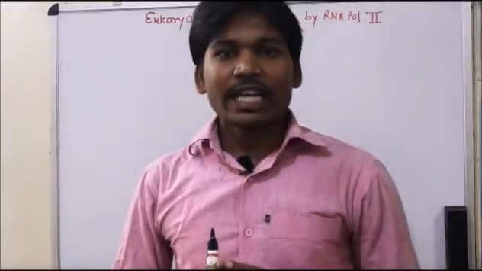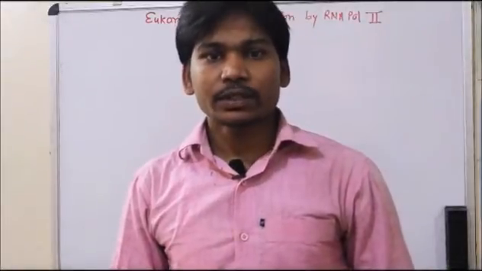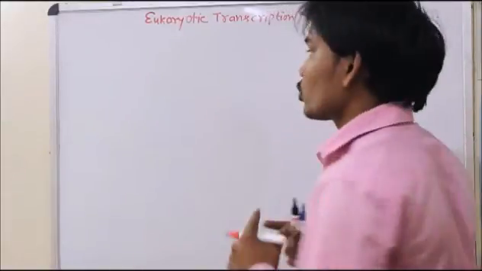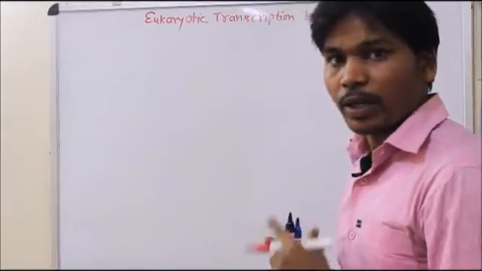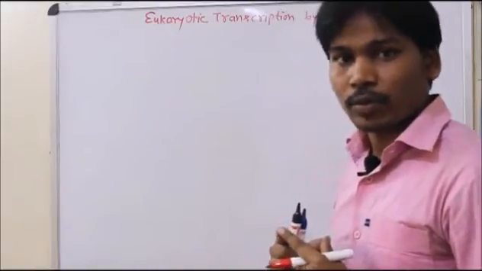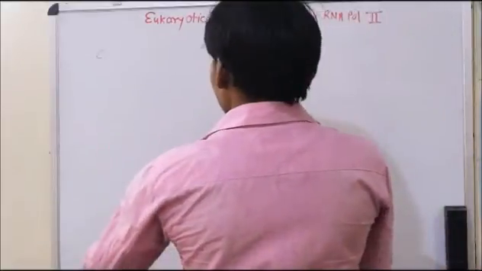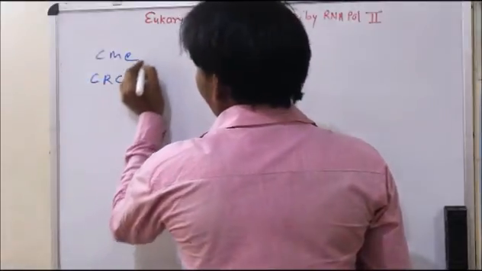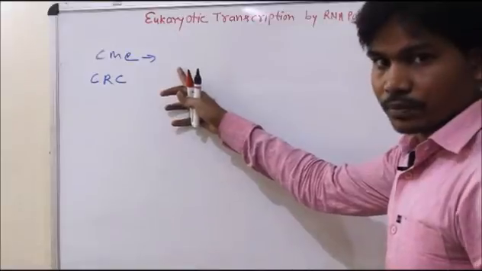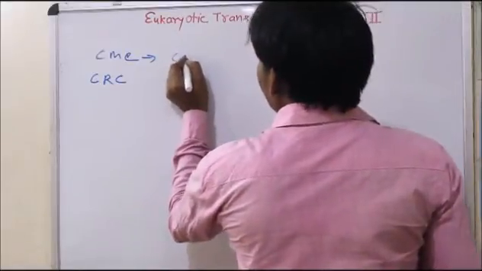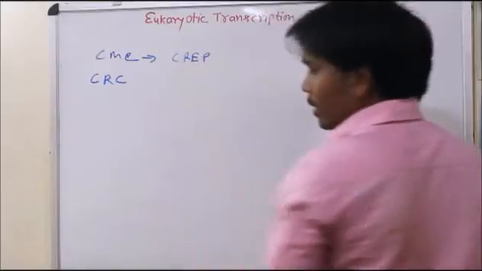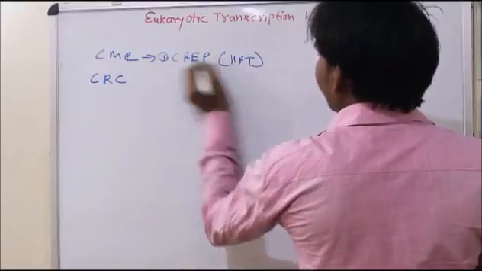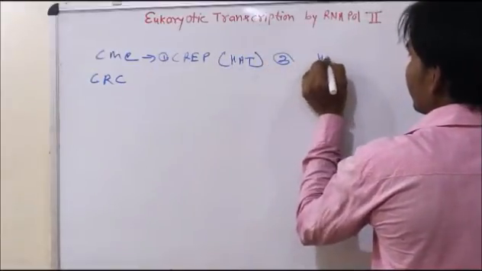Now, what is the role of activators and co-activators in eukaryotic transcription? There are two types of activators and co-activators: chromatin modification complexes and chromatin remodeling complexes. Chromatin modification complexes include cyclic AMP response element binding protein, which is similar to HAT, histone acetyltransferase, and the second is also a histone acetyltransferase.